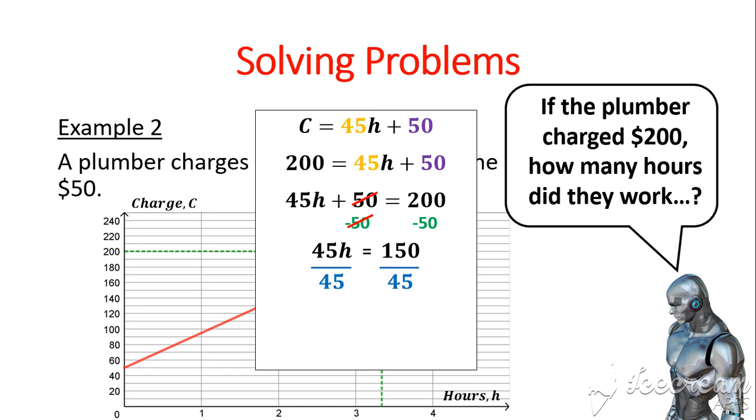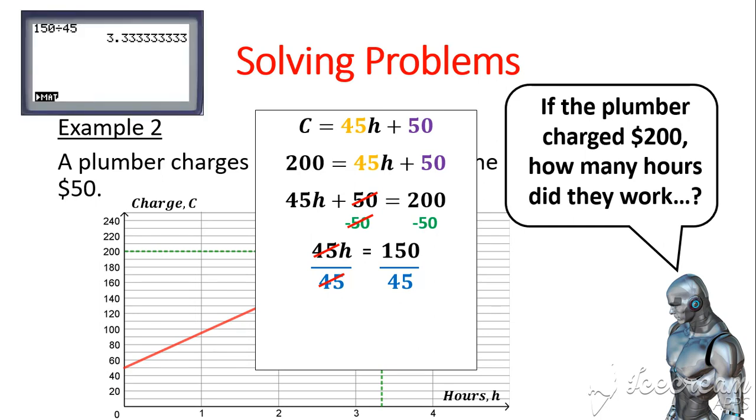I'm going to divide both sides by 45 because I have 45 times h, and I want to get rid of a times by dividing. So I divide both sides by 45. The 45s cancel, just leaving h. And now I've got to work out what 150 divided by 45 is. Grab my calculator, 150 divided by 45 is 3.33333 recurring, which is 3 1/3.